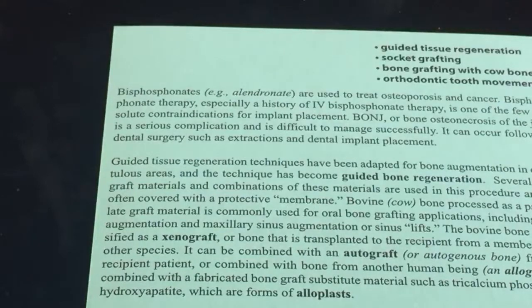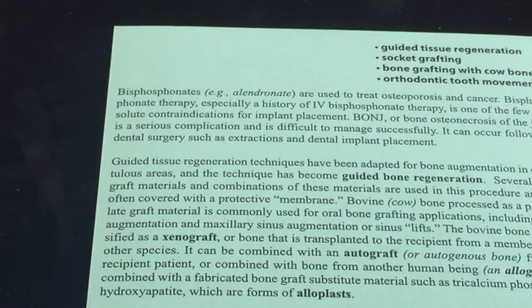Bisphosphonates, e.g. alendronate, are used to treat osteoporosis and cancer. Bisphosphonate therapy, especially a history of IV bisphosphonate therapy, is one of the few absolute contraindications for implant placement. Bisphosphonate osteonecrosis of the jaw is a serious complication and is difficult to manage successfully. It can occur following dental surgery, such as extractions and dental implant placement.